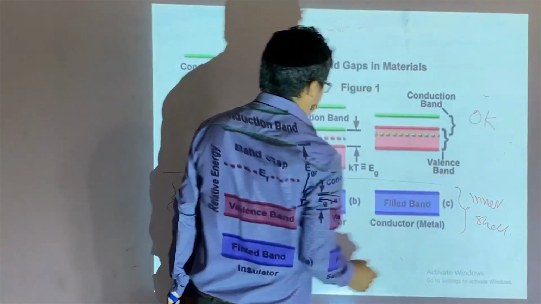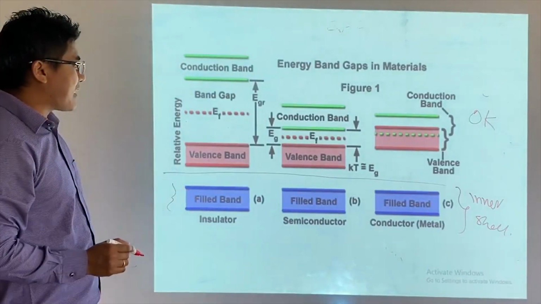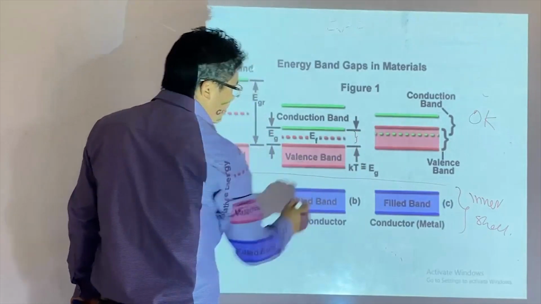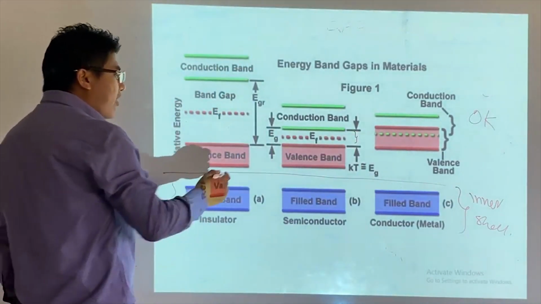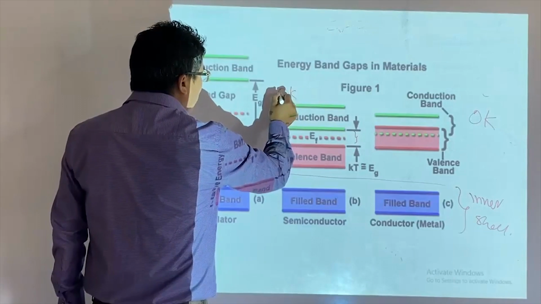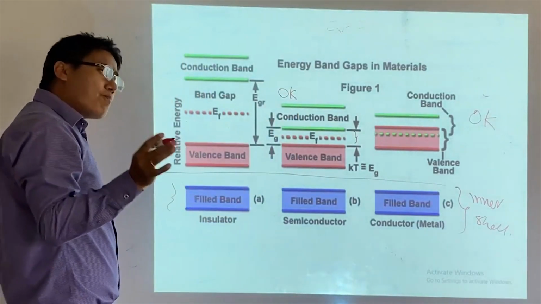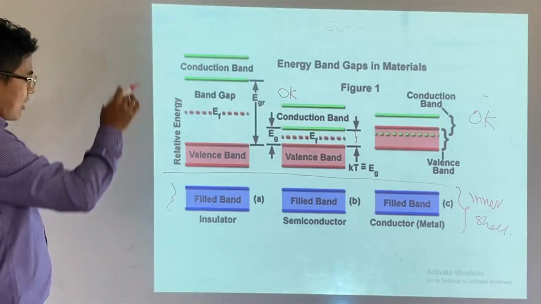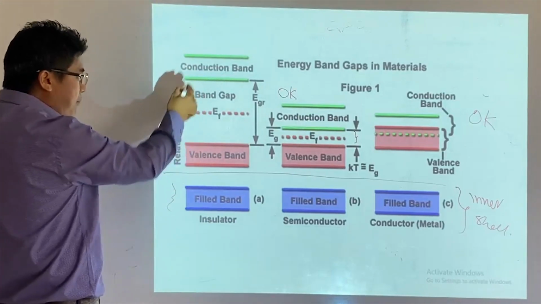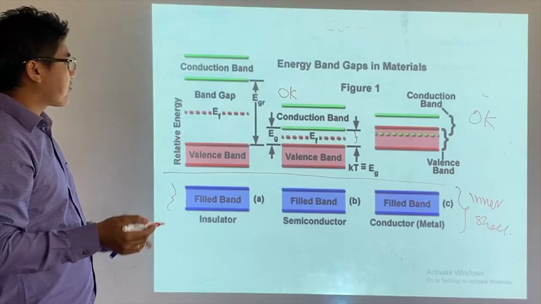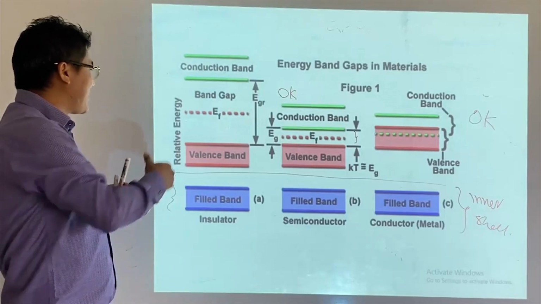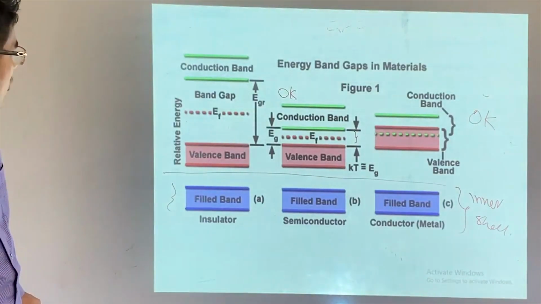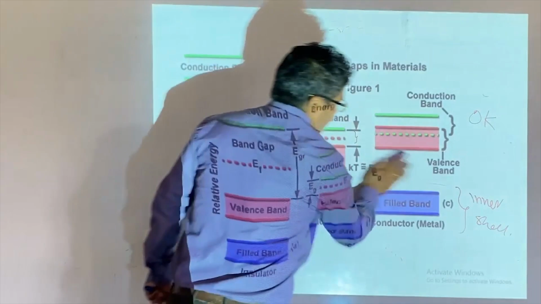even at 0 Kelvin. In case of semiconductors, the energy gap is very small, so at 0 Kelvin no electrons are available, but at room temperature electrons are available in the conduction band. In case of an insulator, the energy gap is very big, so even at room temperature no electron can be excited into the conduction band. This is how we classify materials based on energy band theory.